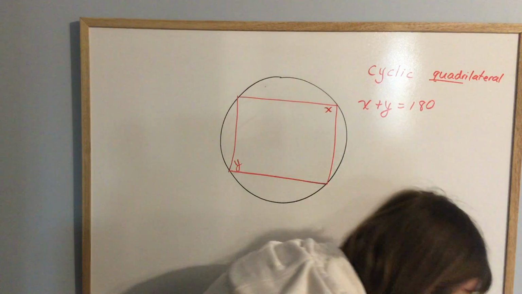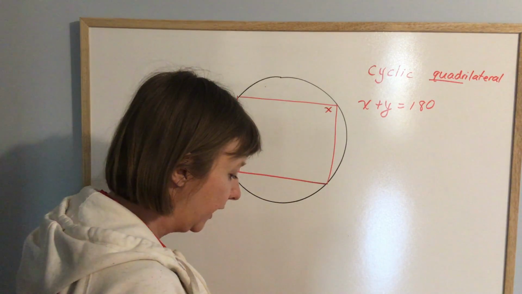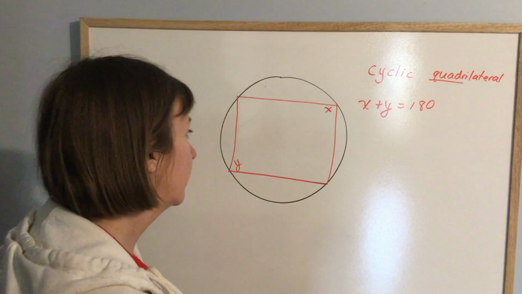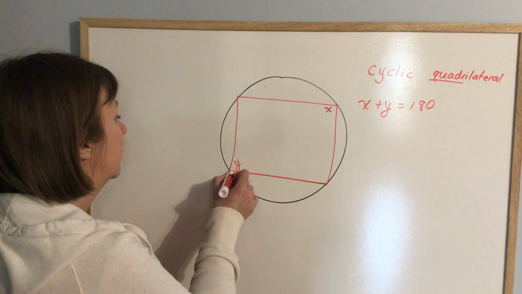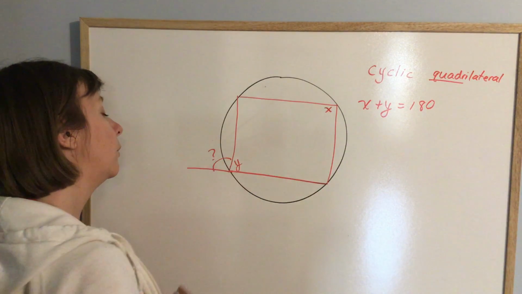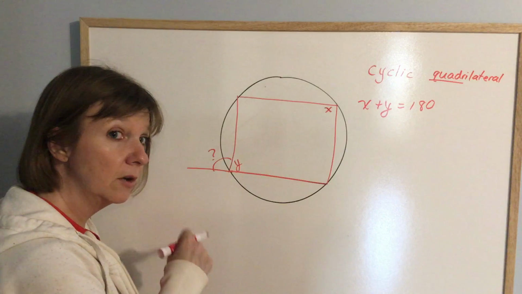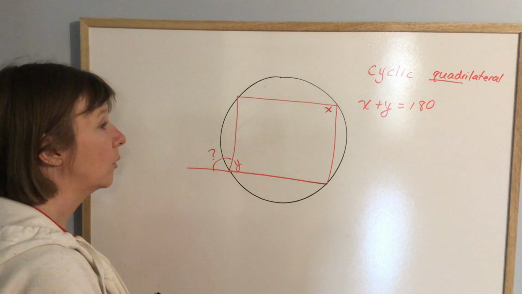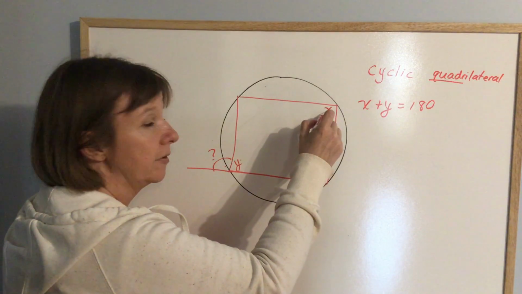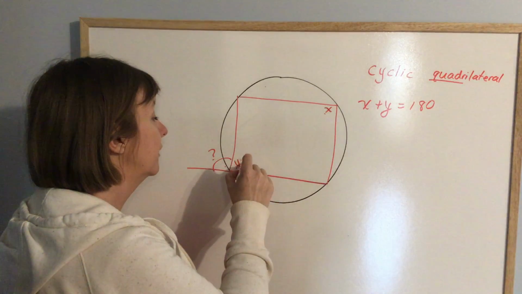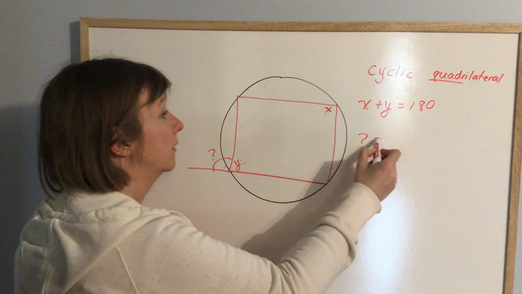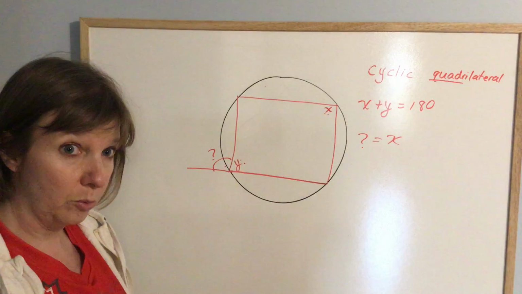An exterior angle of a cyclic quadrilateral is equal to the interior opposite angle. So let's say this extended out here, and I wanted to know what that angle was. That's an exterior angle. It's one that's outside the cyclic quadrilateral. It is equal to the interior opposite angle, okay? So in this case, the question mark, that one out there, is whatever x is. Those would be the same.